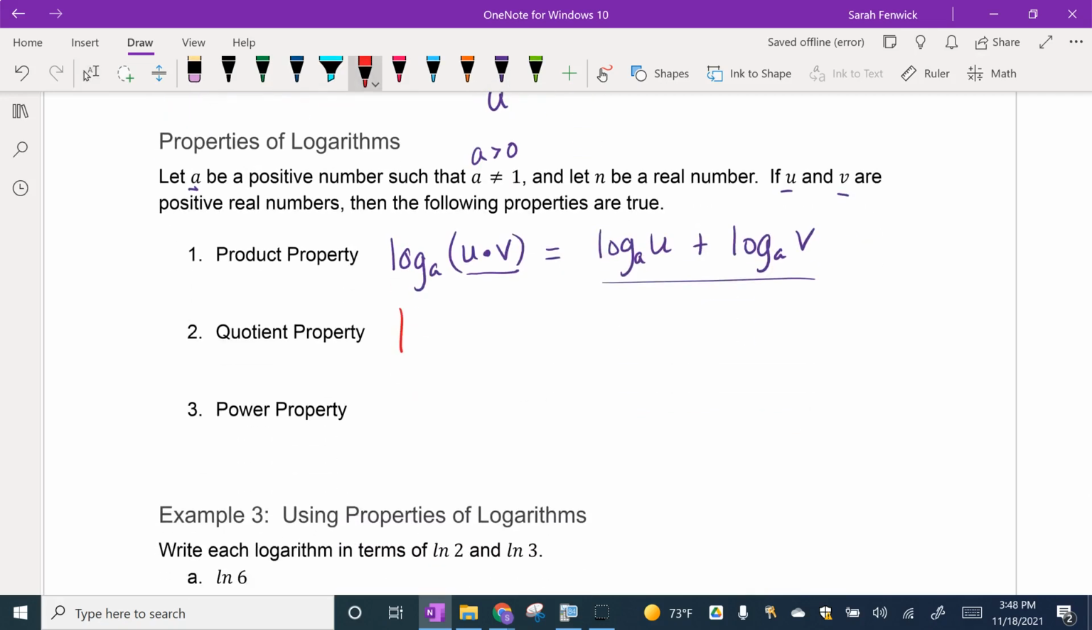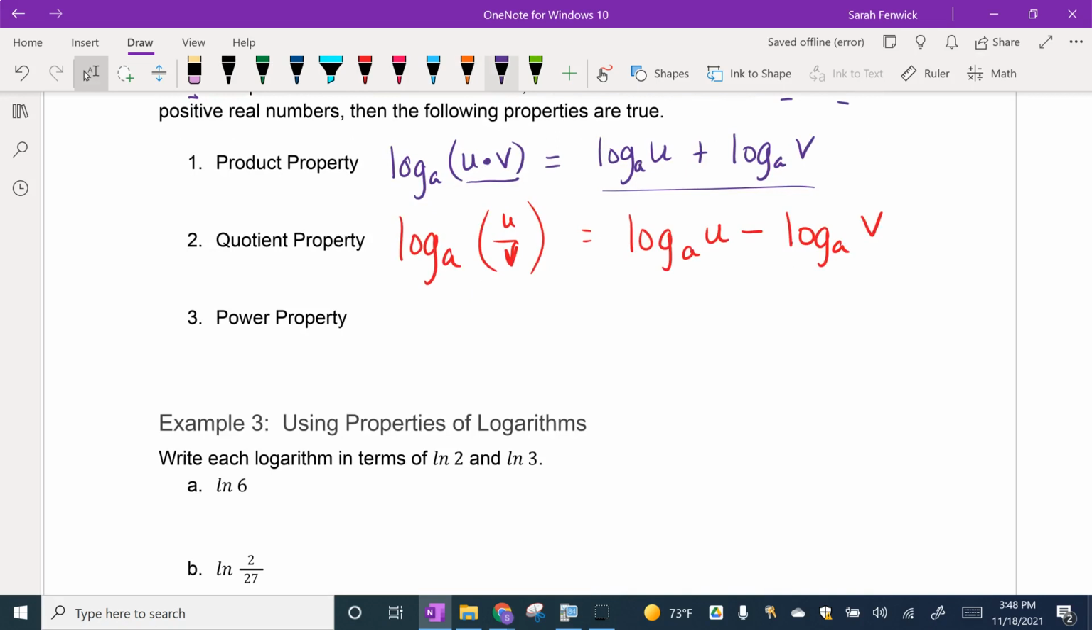Quotient property. If I have log base a of u over v, then I can do log base a of u. Division goes with subtraction, so this will be minus log base a of v. In this one, it's very important that the top always becomes the first argument, and then the minus and the log of the bottom, which is the second argument.